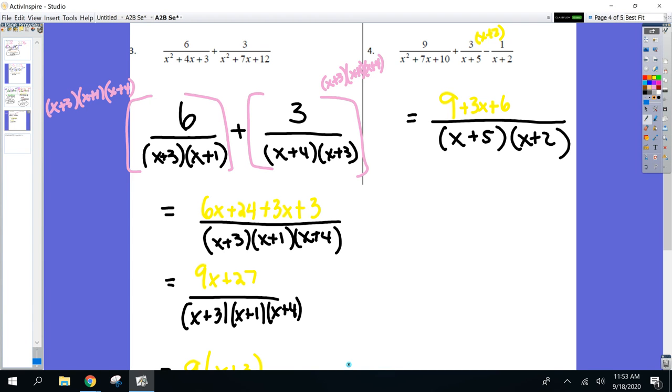Good so far. On the third and final fraction, you should have been left with an x plus 5. But remember, distribute a negative 1 through that. So there you should have gotten negative x and a negative 5. That's what should have been left on top. Combine all your like terms now. I got 9 plus 6, which is 15. 15 minus 5 is 10. And then 3x minus x is positive 2x.